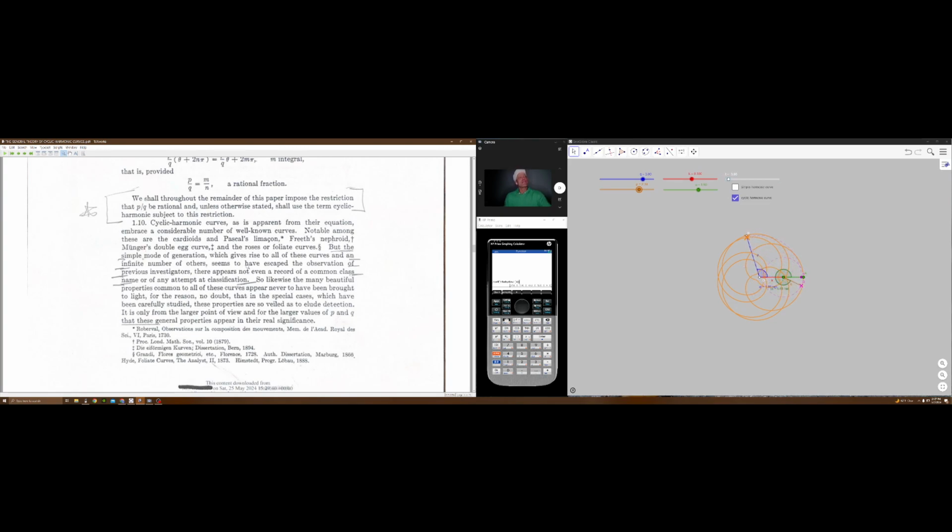But the simple mode of generation, which gives rise to all of these curves and that infinite number of others, those ones we don't care about, seems to have escaped the observation of previous investigators. There appears not even a single record of a common class name, or of any attempt of classification. So likewise, the many beautiful properties common to all of these curves appear never to have been brought to light. For this reason, no doubt, in the special cases which have been carefully studied, these properties are so veiled as to elude detection.